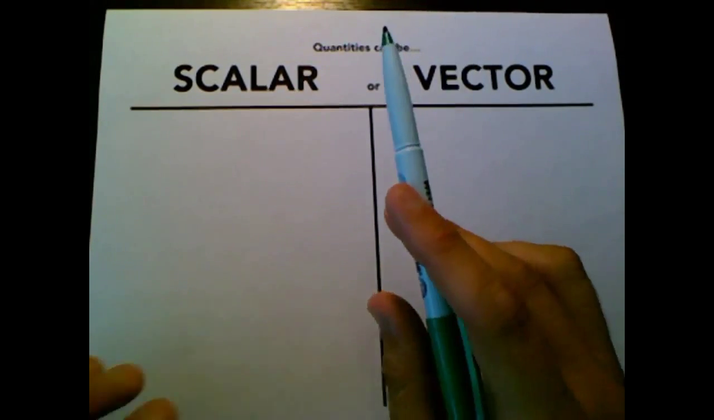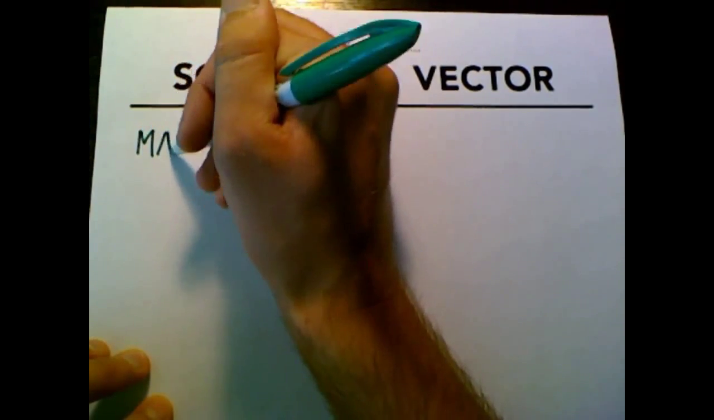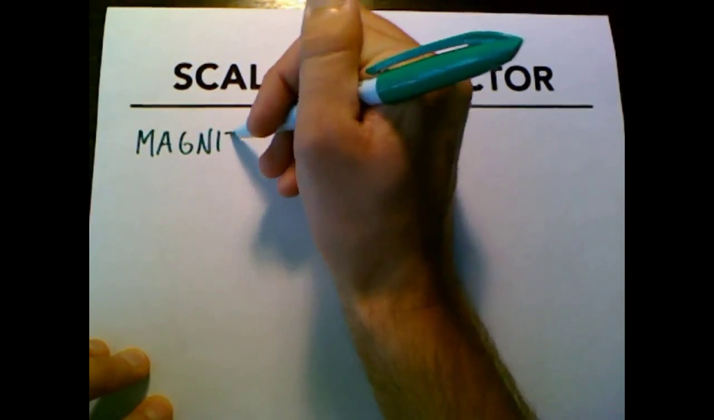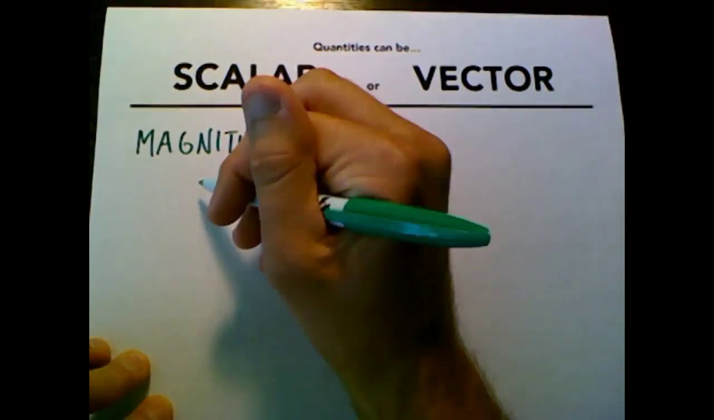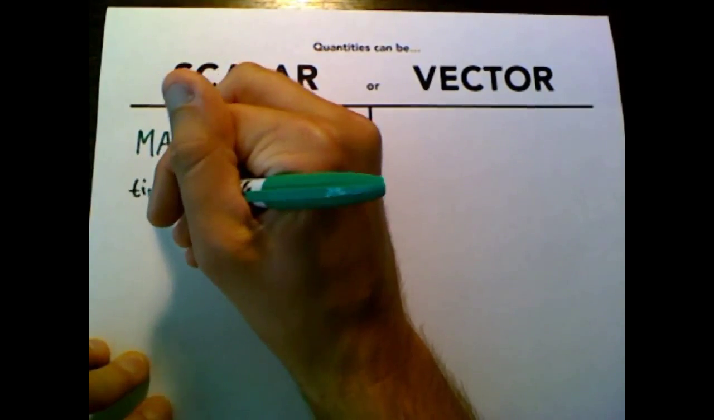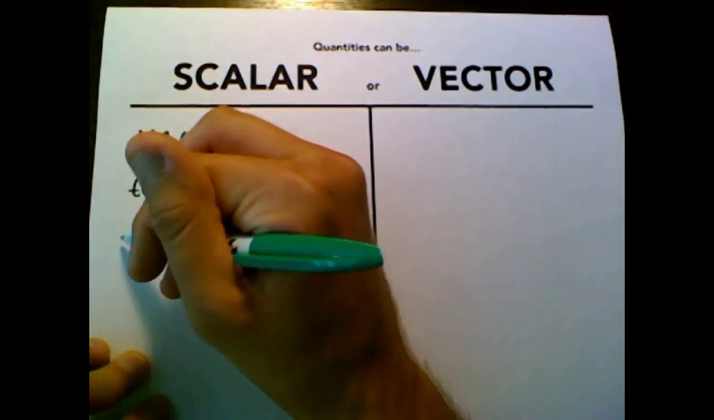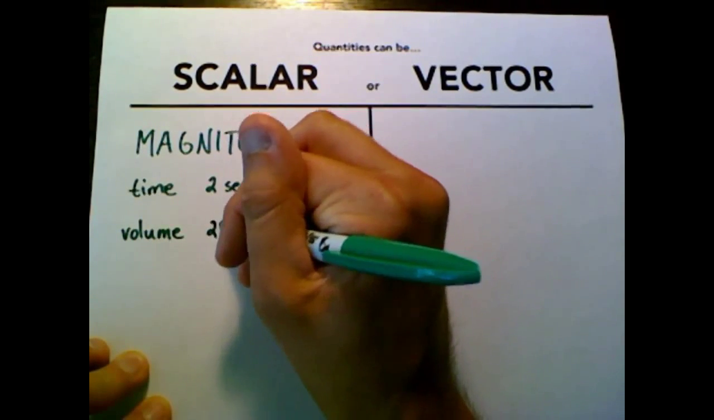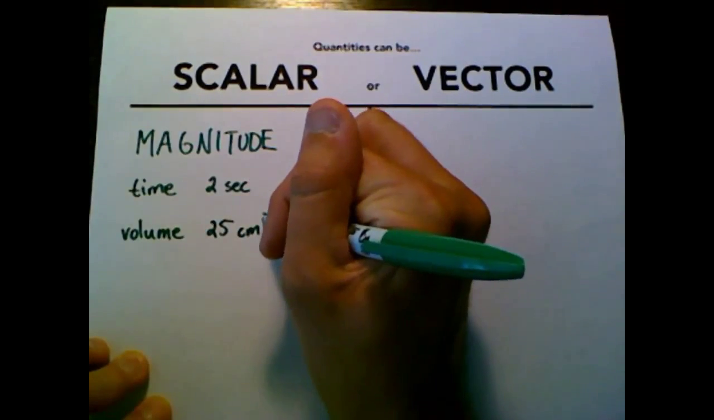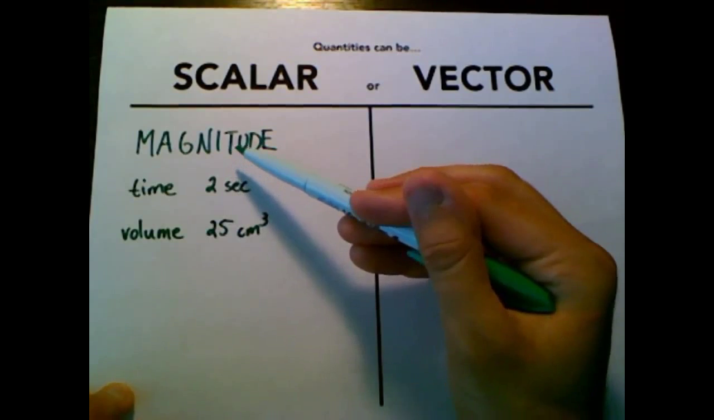And so a scalar quantity is going to have magnitude. And when I say it has magnitude, that just means that, let's say we're talking about time. Time is a scalar quantity. You could say we have 2 seconds, or maybe volume is also a scalar quantity, and we have 25 centimeters cubed, all right? So really just that number is talking about the magnitude right there.